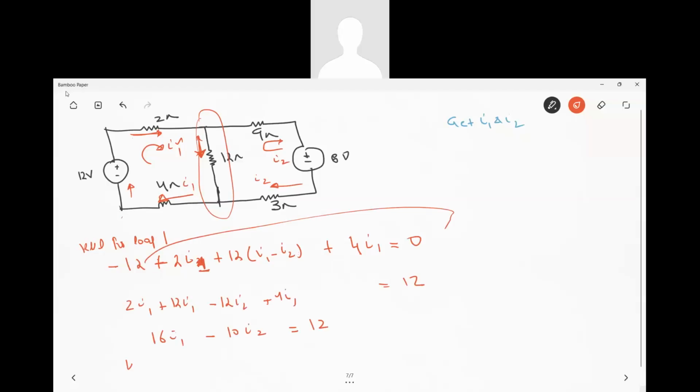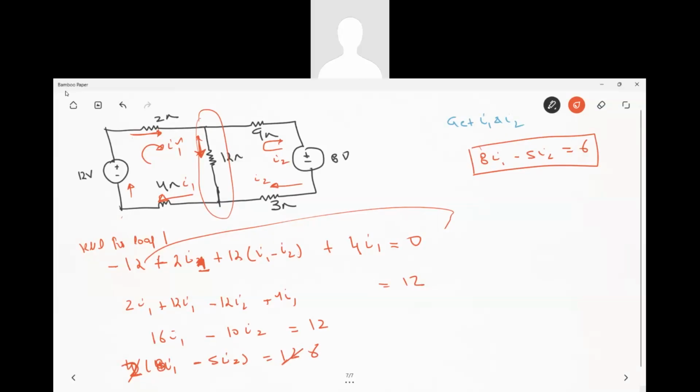If we take 4 common there, right? 4. So it will become 4 I1. No, 4 we can't take common. 2 we can take common, right? 2. So it will become 8 I1 minus 5 I2 is equal to 12. So 2 ones are 6. So 8 I1 minus 5 I2 is equal to 6. Okay, this is the loop 1 equation. This way we can do using the calculator.